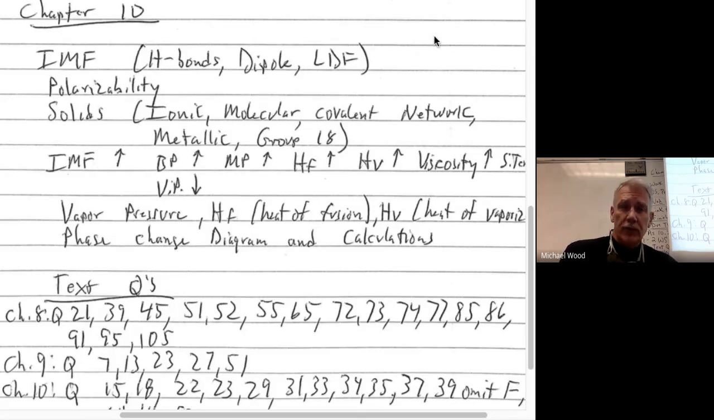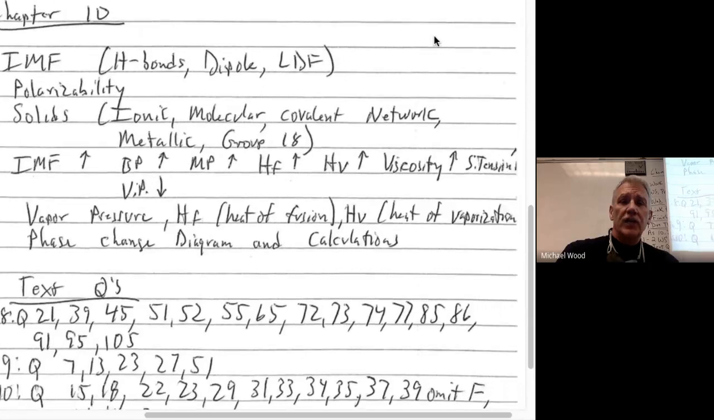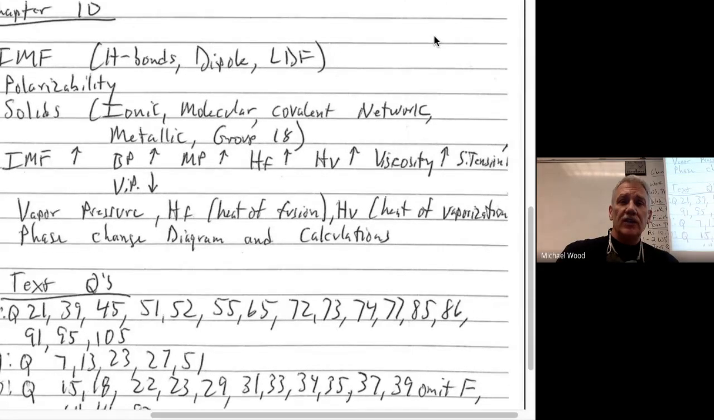Okay, and then intermolecular forces and how they're connected. Boiling point, BP, melting point, MP, heat of fusion, HF, heat of vaporization, HV, and you can't see it, viscosity up, and surface tension, the arrows should go up.